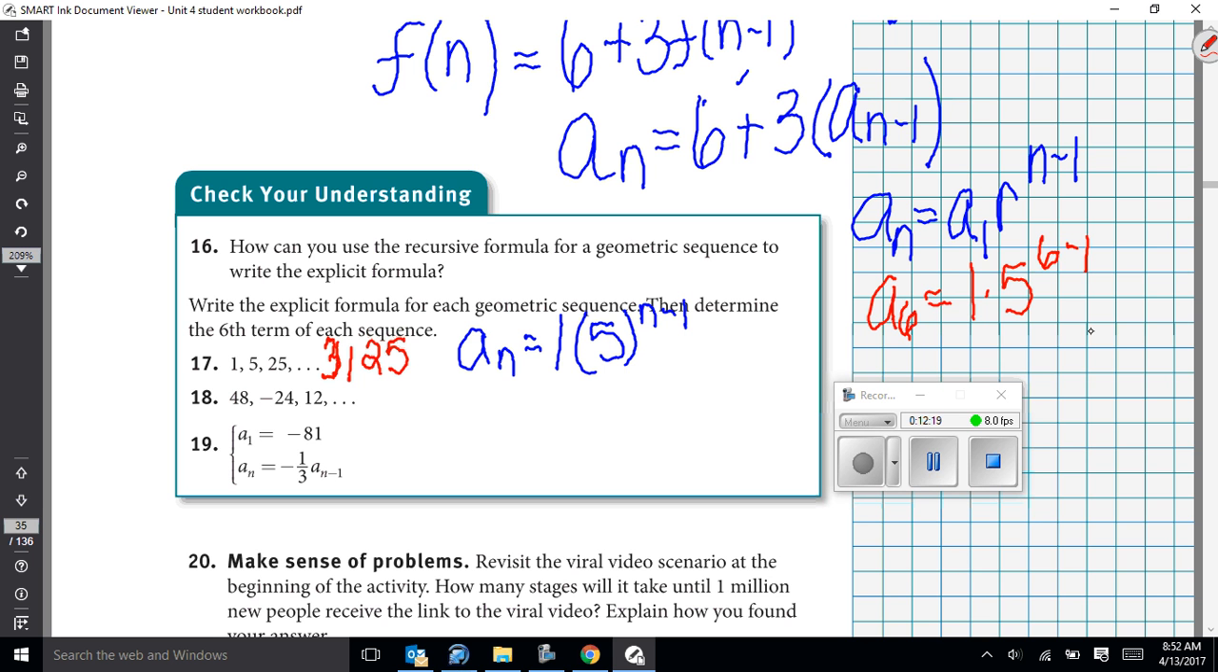But when we do an explicit formula, we don't divide. So when we're dividing by negative 2, we're really multiplying. So how would we write this explicit formula? Okay. So then what's the sixth term of that?